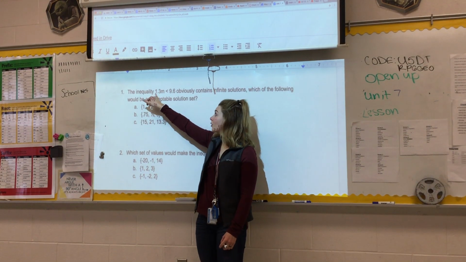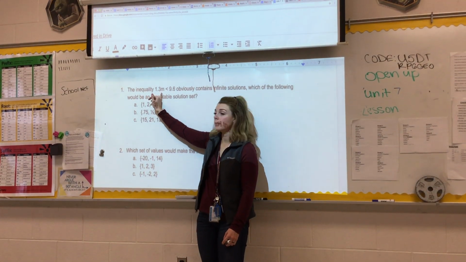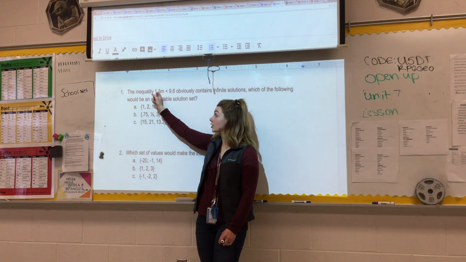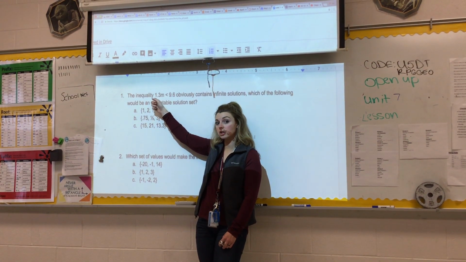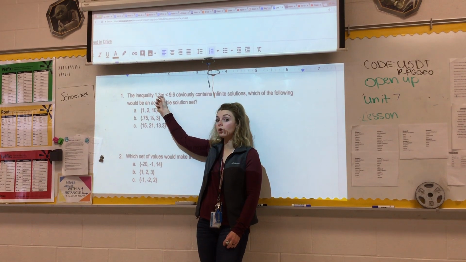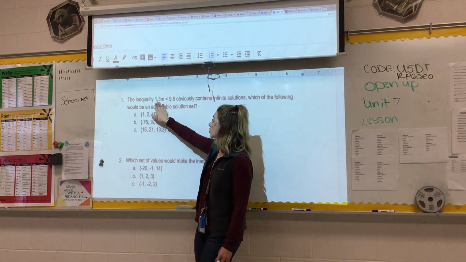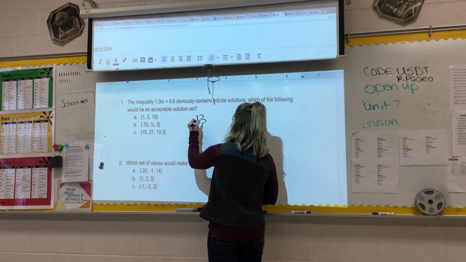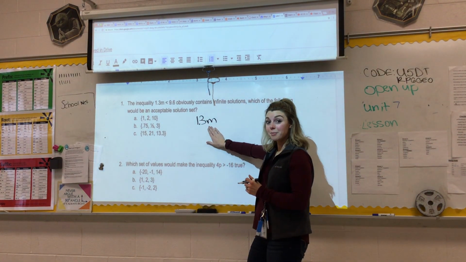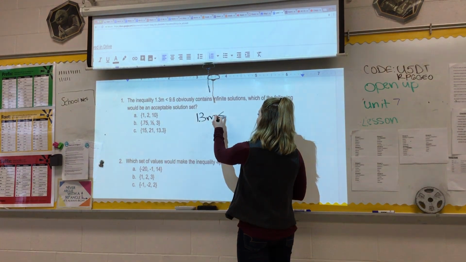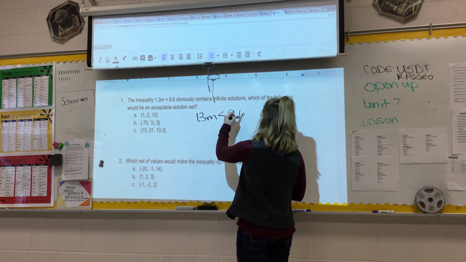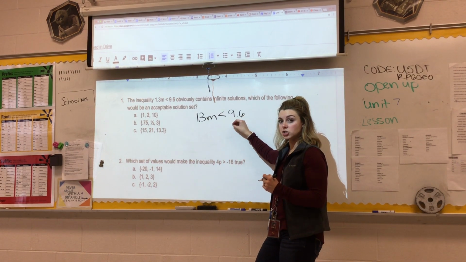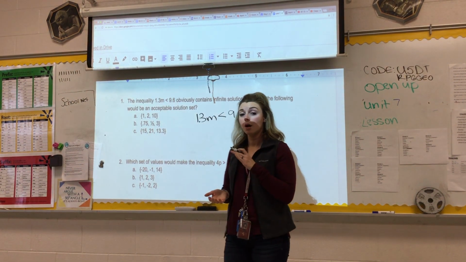Let's talk about the 1 3/10 m. Do we remember that? We should. That is our coefficient. Our coefficient is the number that's right next to the variable. It means to multiply. So this is telling us that 1 3/10 times something, or m, has to be less than 9.6. And remember, what makes an inequality different than an equation is that it does have infinite possibilities.